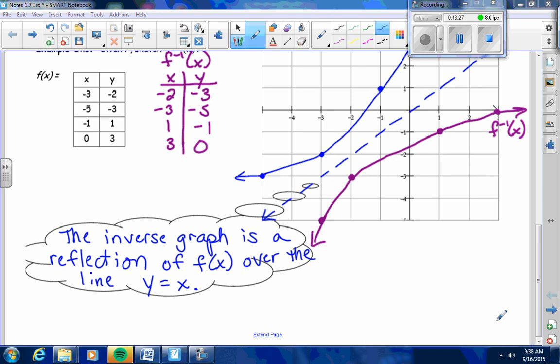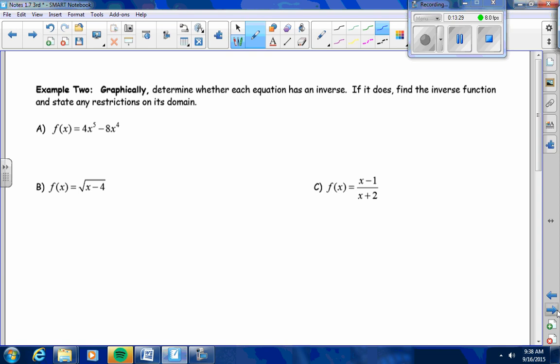Okay, next page. Example 2. Graphically determine whether each equation has an inverse. If it does, find the inverse function and state any restrictions on its domain. Okay, do y'all have calculators? Pull out a calculator.